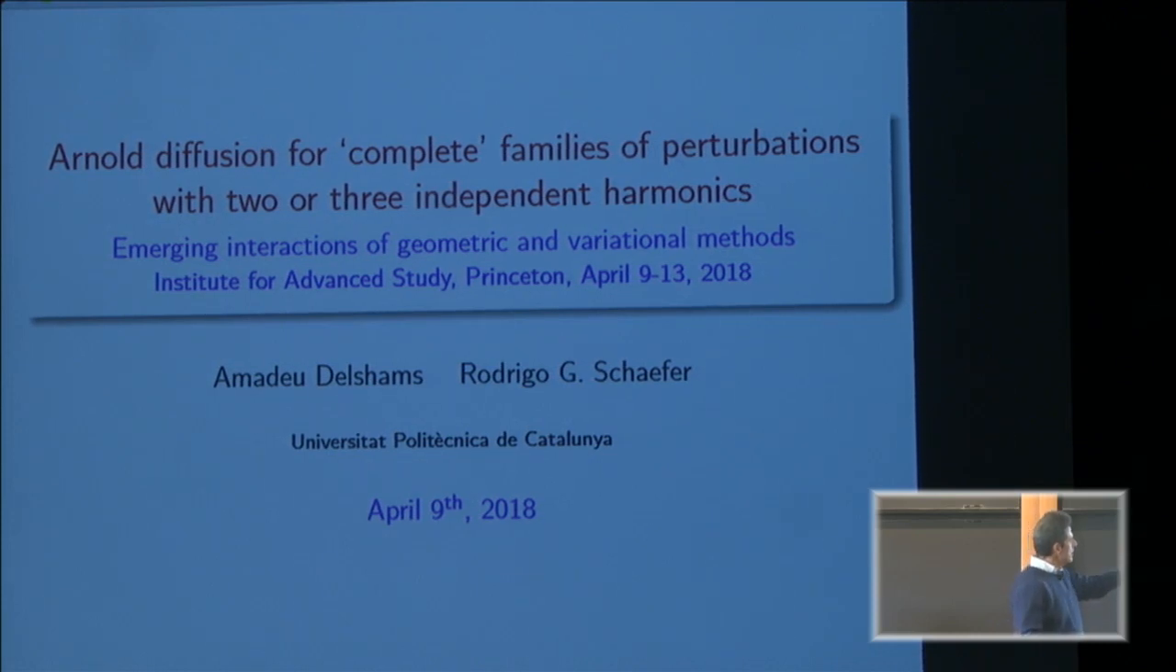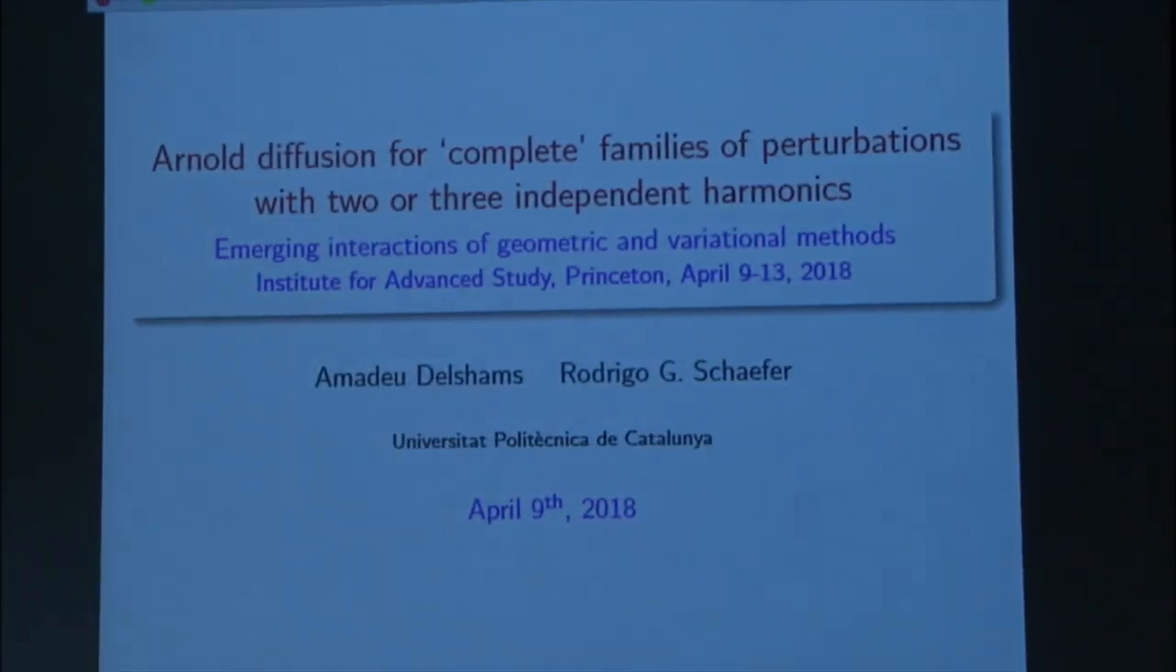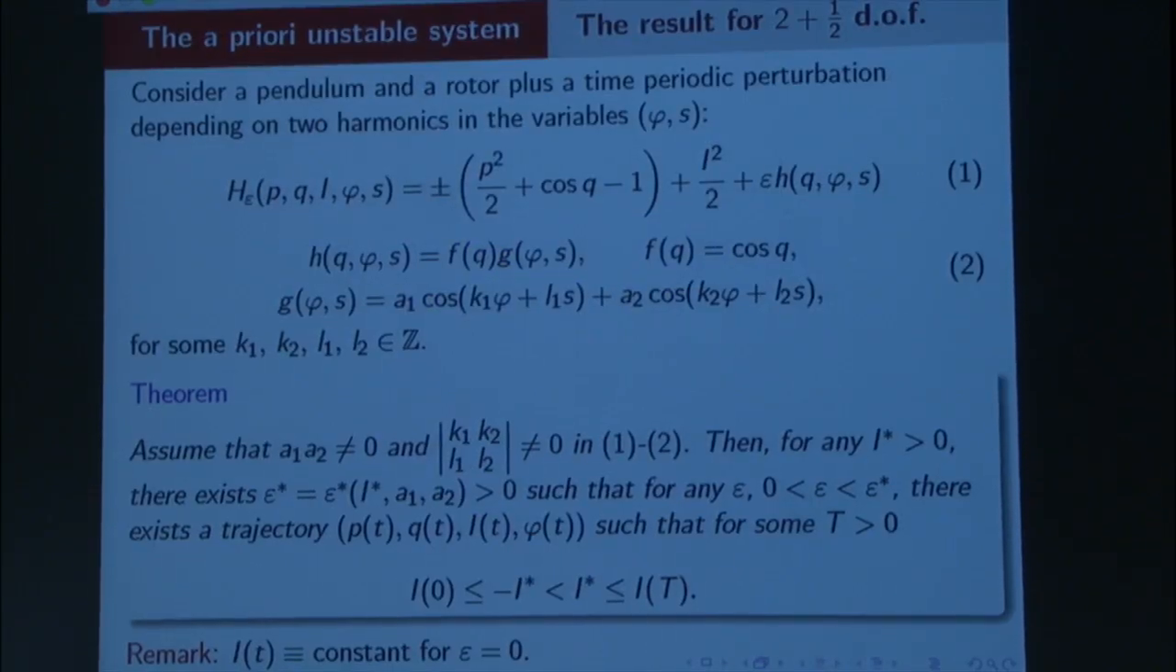Anyway, this is a joint work with Rodrigo, and so I'm going to speak about Arnold diffusion. I think that all of you know about this, and so you can also complain because for you, I don't know if we will or not Arnold diffusion, and what is a complete family of perturbation. Okay, good. So I like to begin always with the result, without saying anything, and from this on, I will try to explain what is happening here.